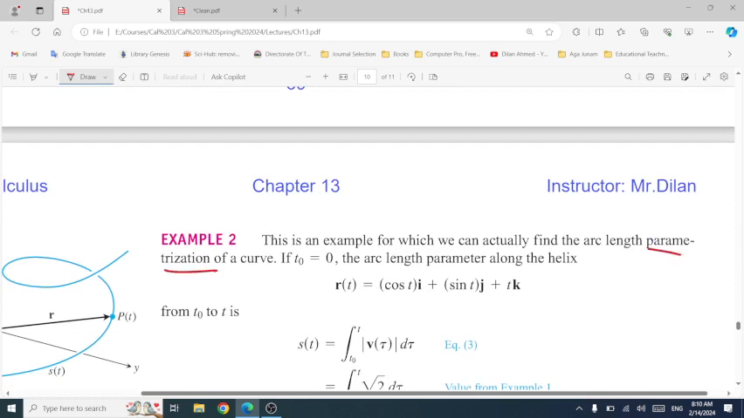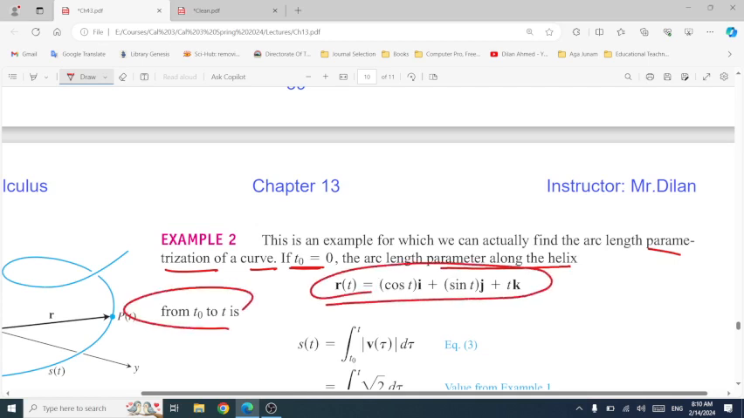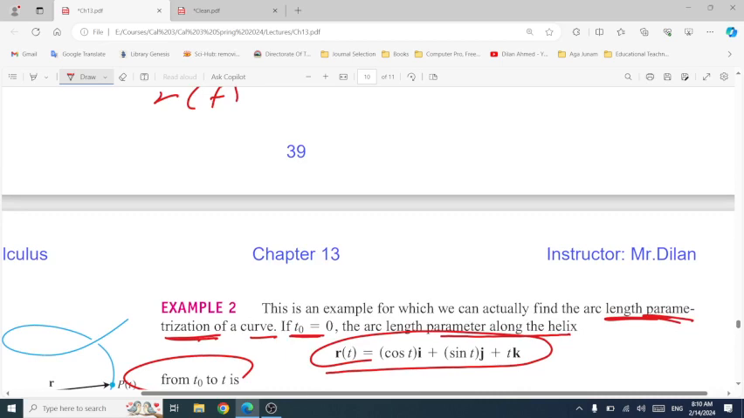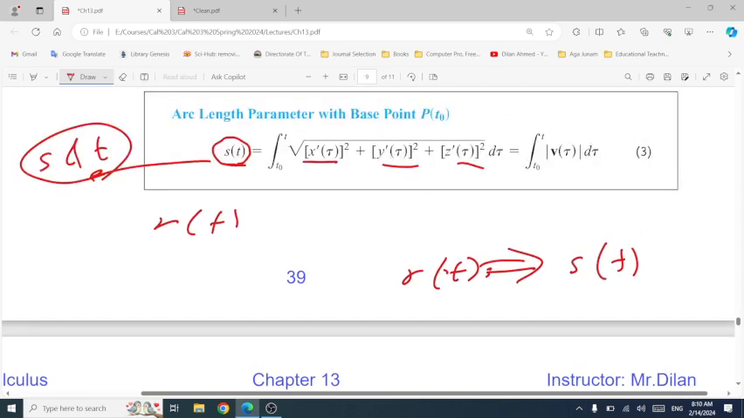Find the length parameterization of the curve if t naught is equal to 0, and the arc length parameter of the helix is like that. So find what? The length parameterization. When I say length parameterization, we say that instead of r of t, we are going to use s of t. Is that clear? Look at the rule. What's the difference between that and that before? In the previous example, what did we have?